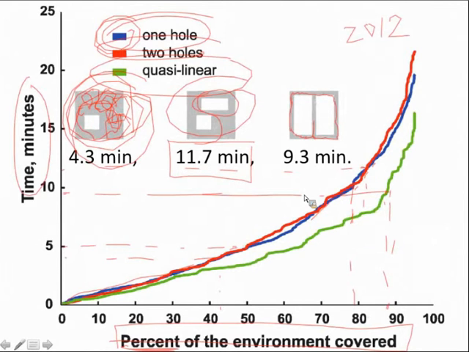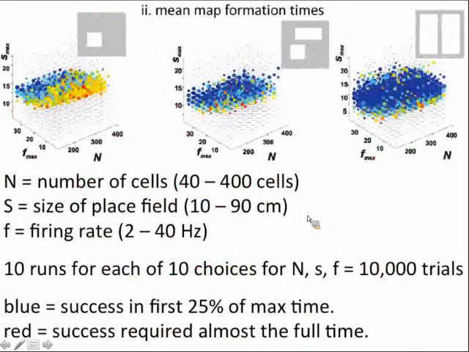Questions about that? Since it's hard to see graphs that are three-dimensional, one can take slices.